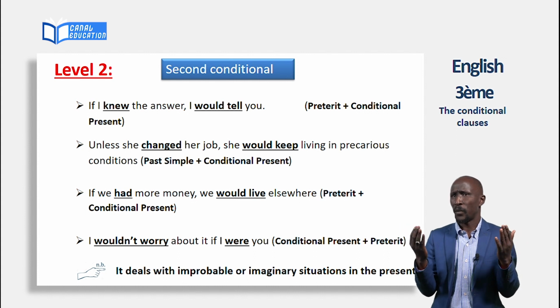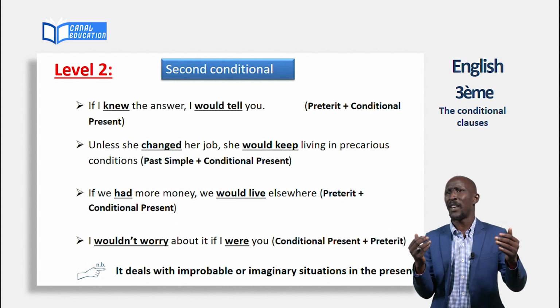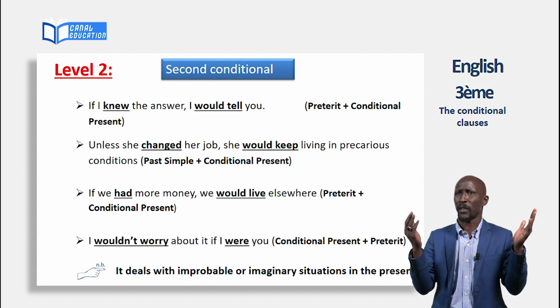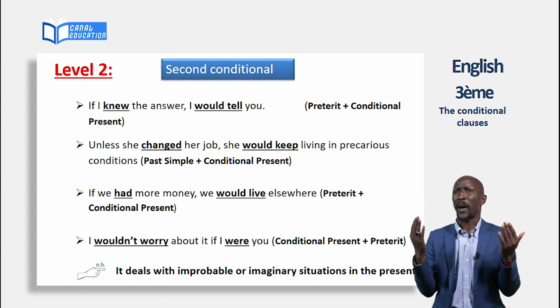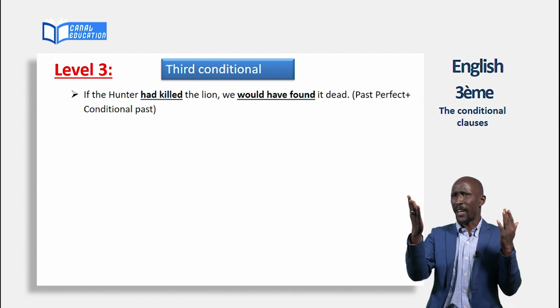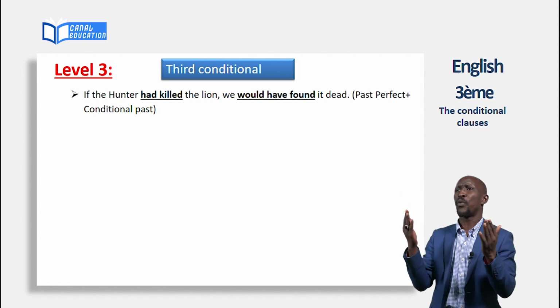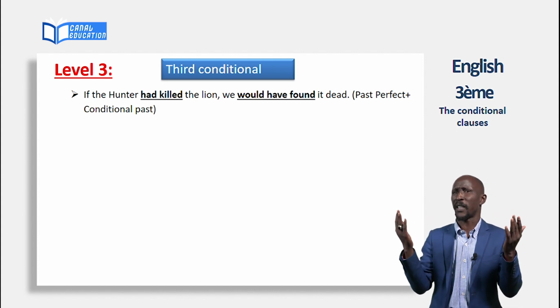You see that here we deal with improbable or imaginary situations in the present. Okay, so you see that the second conditional is a backshift of two other tenses. From the first conditional, you derive now the main clause in the conditional present or present conditional, and the subordinate clause in the simple past. Now let us go to the last part, the third level of the conditional, the third conditional. Now for the third conditional, you can notice yourself that there is an association between had killed and would have found. Had killed being the pluperfect or the past perfect, and would have found being the conditional past.